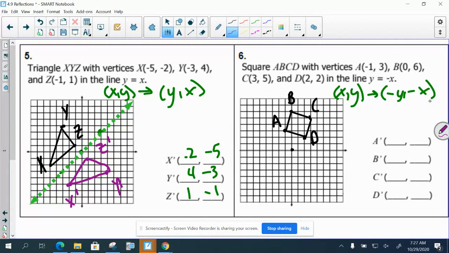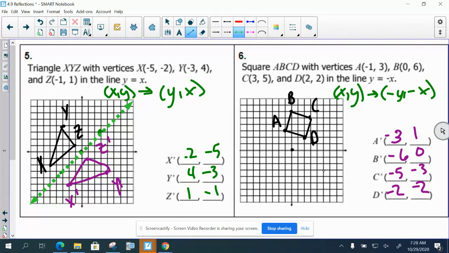All right, number 6. You flip the vertices and change the sign. So it'll be (-3, 1), (-6, 0), (-5, -3), (-2, -2). All right, and then I'll let you go ahead and plot the points. And just for clarification, the line y equals -x would still have a y-intercept of 0, but it's going to be sloping down, like that, slope of -1. Right, so this image will be on this side.